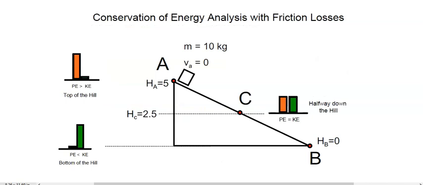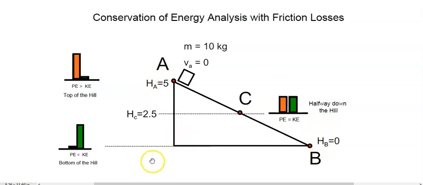We are now going to do a sample problem for the conversion of energy and analysis with friction loss. Of course, we will include the frictionless situation, and we will add some friction, and show you the difference in the final speeds at the bottom of the hill between a frictionless decline and a decline that loses energy due to friction. Let's set up the scenario.